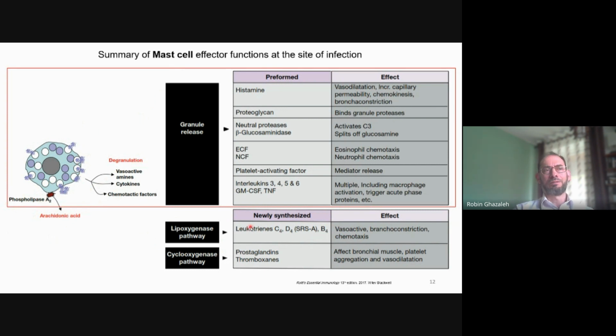But first I'm going to talk about these granules. All these things are present in the granules. Some interleukins. Those are a type of cytokine. They're called interleukins because they signal to leukocytes.